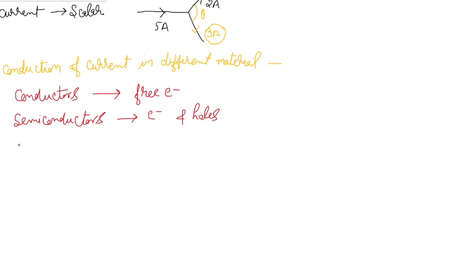Next part is electrolyte. Conduction in electrolyte. What quantities are responsible? So in electrolyte, conduction will take place due to positive and negative ions. Due to positive as well as नेगेटिव आयंस.